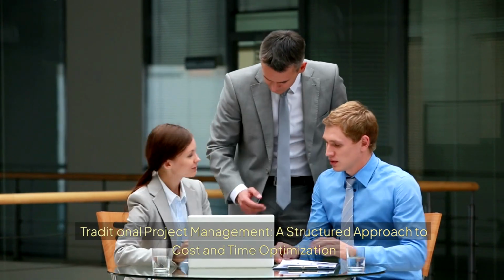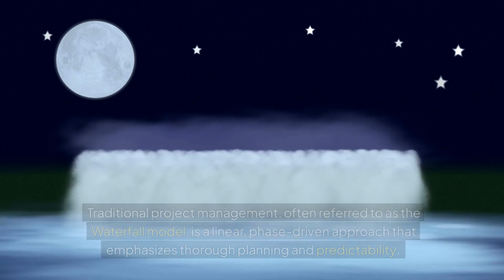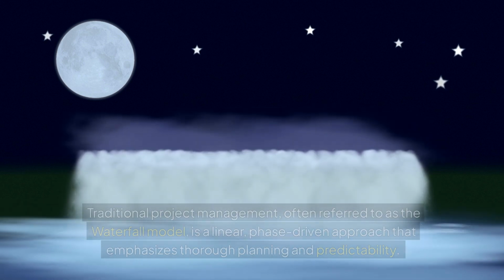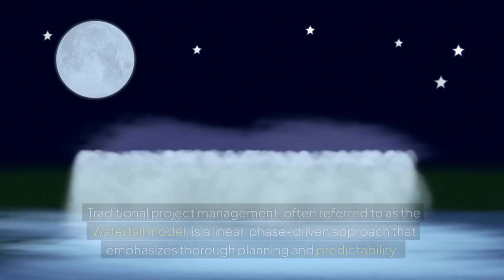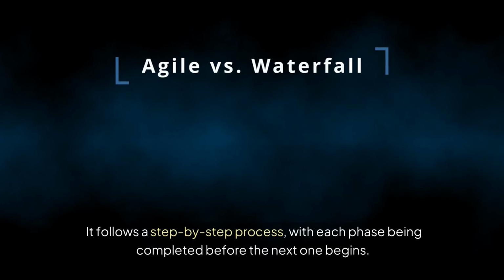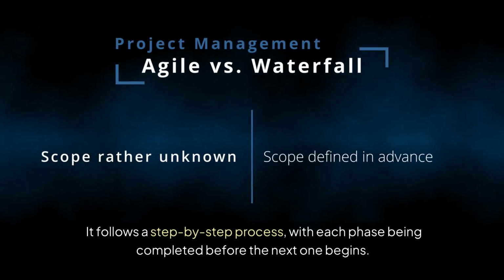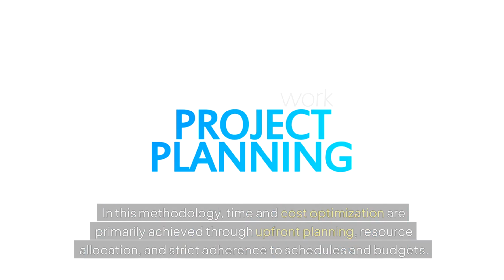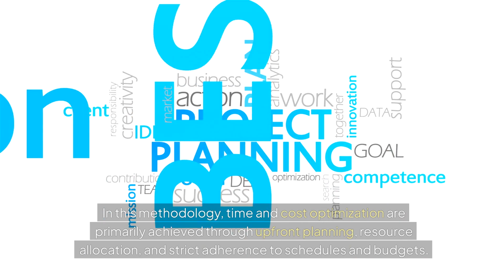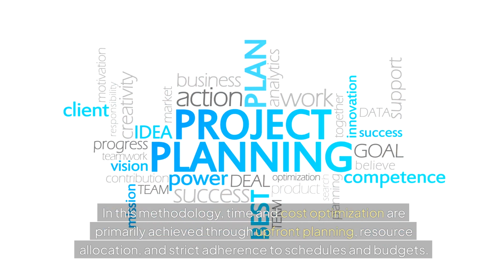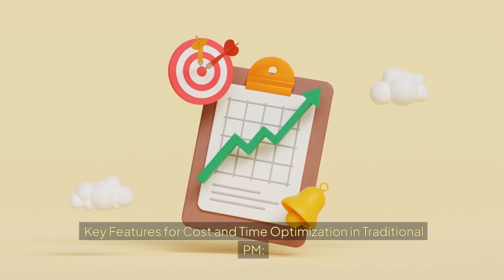Traditional project management: a structured approach to cost and time optimization. Traditional project management, often referred to as the waterfall model, is a linear, phase-driven approach that emphasizes thorough planning and predictability. It follows a step-by-step process, with each phase being completed before the next one begins. In this methodology, time and cost optimization are primarily achieved through upfront planning, resource allocation, and strict adherence to schedules and budgets. Key features for cost and time optimization in traditional PM.